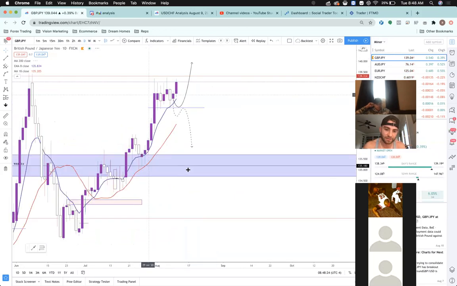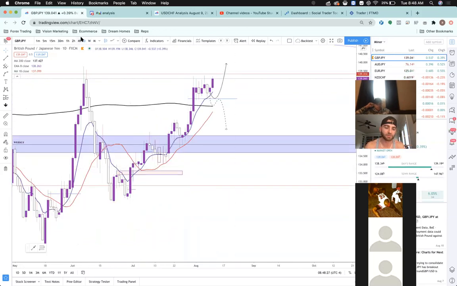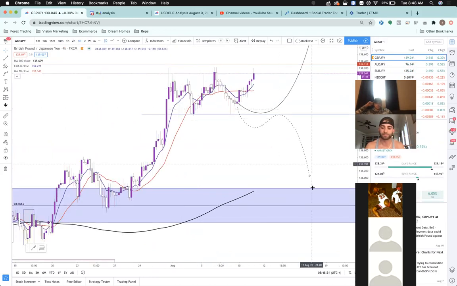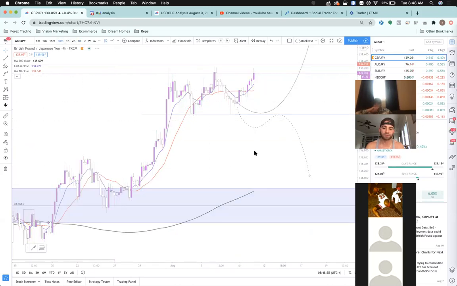As I go down to the daily, very bullish. As I go down to the 4-hour, very bullish. So until this 4-hour breaks, very simple, guys. Until the 4-hour breaks structure, we're bullish. All this is happening down to the 30-minute.